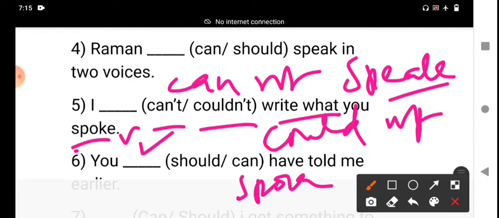So for the fifth one we should also select a past tense verb, couldn't. I couldn't write. This is the main clause. And what you spoke. Both are a sequence of tenses. Both are in the past tense. If the subordinate clause is in the past tense, the main clause is also in the past tense. If the main clause is in the past tense, the subordinate clause is also in the past tense. It is a sequence of the tense. Already I made a video on the sequence of tenses.